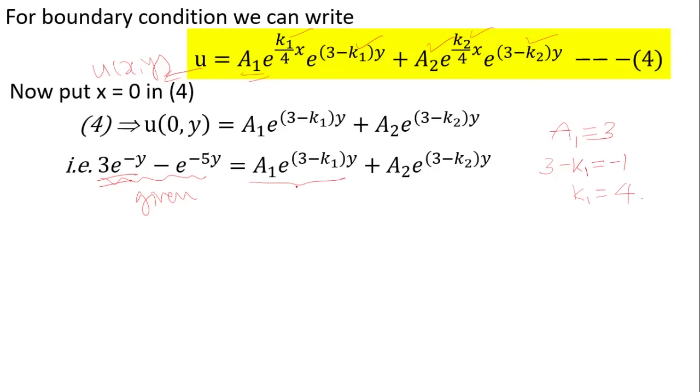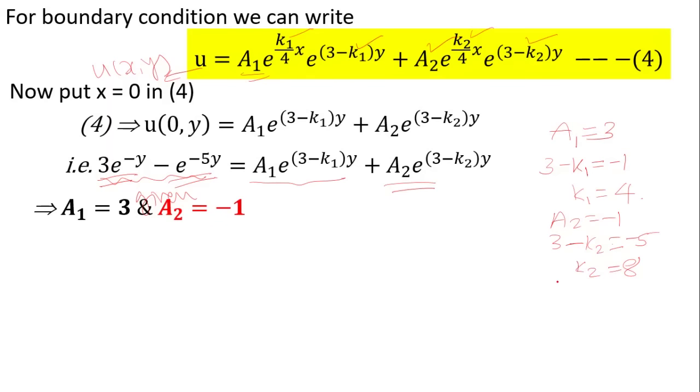बराबर है. और दूसरा इसके साथ में हम ये compare करेंगे. तो a2 is equal to कितना हो जाएगा -1 और 3 minus k2 is equal to कितना हो जाएगा -5. तो k2 is equal to कितना हो जाएगा 8. Is that clear? So we have got this.